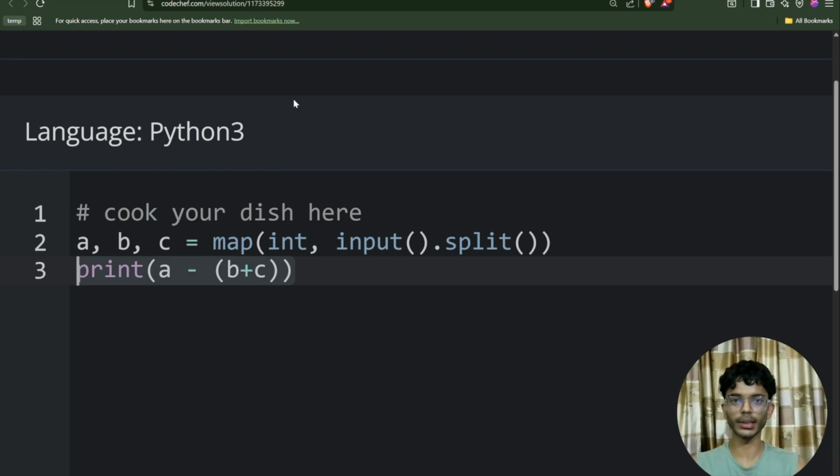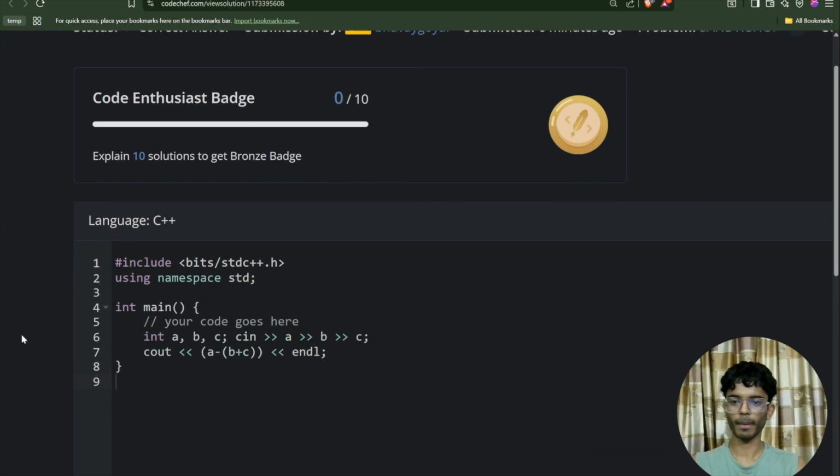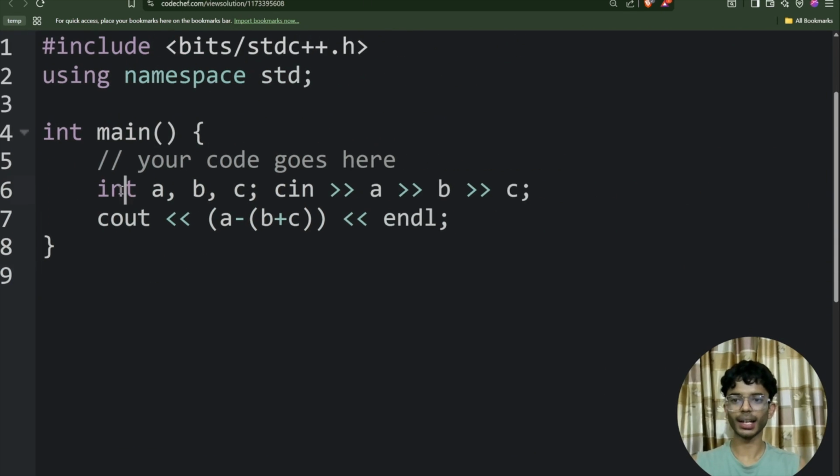Now let's see the solution in C++. So yeah, we'll start by defining the integers a, b, and c. We'll take in the input of the integers a, b, and c. And in the end, we'll be printing a minus (b plus c). And this is pretty much the whole solution. Notice here to keep these brackets correct. Otherwise, you may get a wrong answer. So yeah, this is pretty much the whole solution.